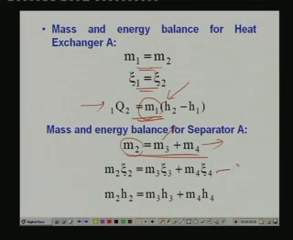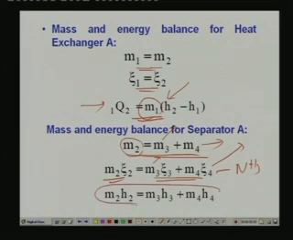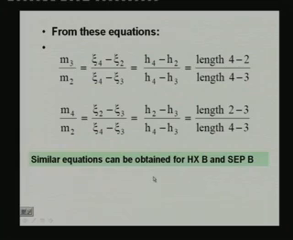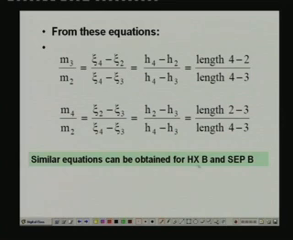Similarly, you can write mass balance for ammonia. So, this is the amount of ammonia entering the separator A, and this is the amount of ammonia leaving the separator A, in liquid form and in vapor form, and this is the energy balance for the separator, with no heat transfer or work transfer. So, this is a simple energy balance for the separator. Similarly, a set of equations can be written for heat exchanger B and separator B also. For these two also you can write a similar set of equations.